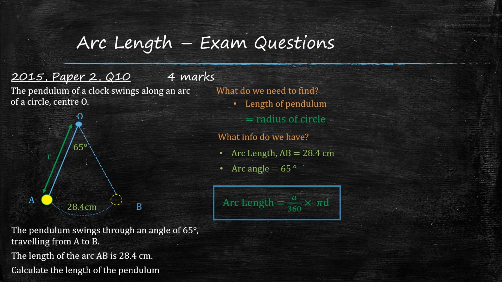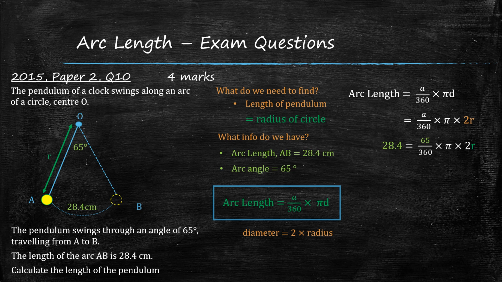Arc length equals a over 360 times pi d. Now the diameter is equal to 2 times the radius. So knowing all this information, we know we can rearrange this formula or change the subject of this formula to calculate the radius. So let's do that. Arc length equals a over 360 times pi d, where d is equal to 2r. So arc length equals a over 360 times pi times 2r. Now let's plug in the values we have. 28.4 equals 65 over 360 times pi times 2 times r, the radius, which is what we're looking to find.